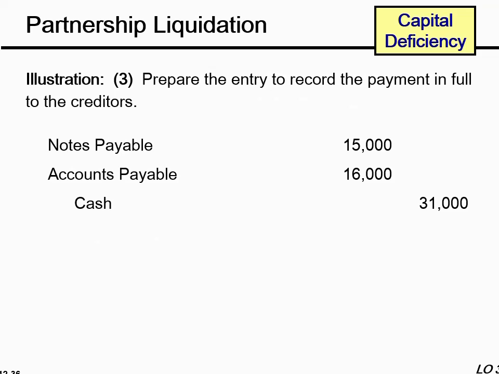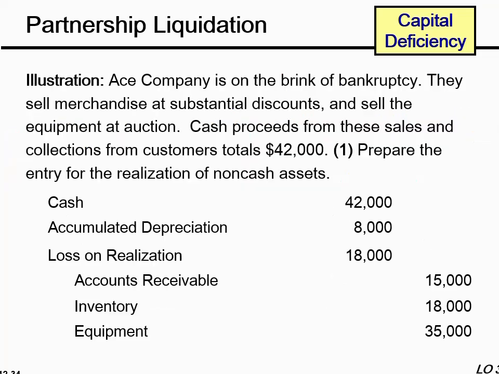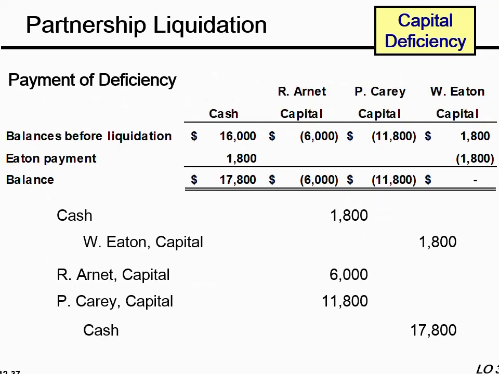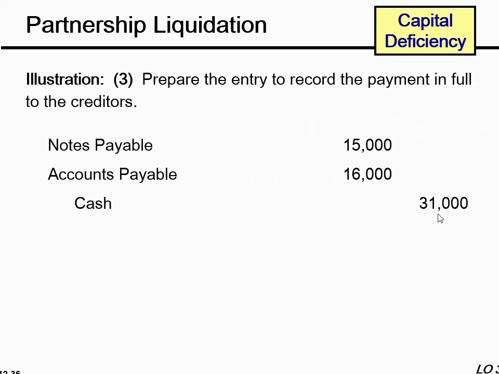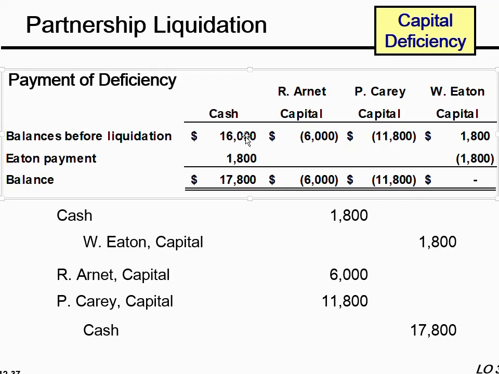After this, let's check the situation of accounts. If you see here, the cash balance before liquidation was 16,000. Why 16,000? Because we have an opening balance of 5,000, plus we get cash of 42,000, so that's 47,000. But then we have paid our liabilities of 31,000, so cash reduces, and my remaining cash balance was 16,000.